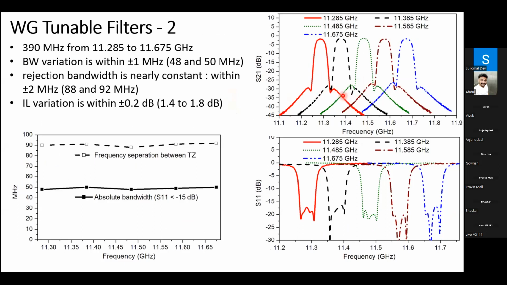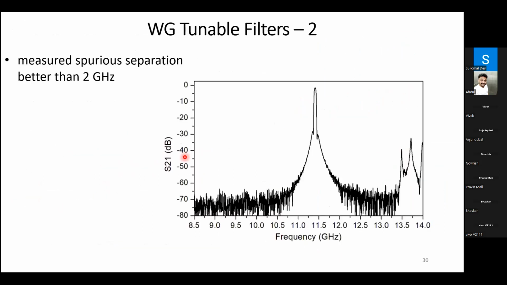And the spacing between the transmission zeros is also maintained constant, and the transmission zeros are not prominent. That is also because of the increased insertion loss effect. However, the concept has been proved. The absolute bandwidth criterion is consistent over the tuning range, and the frequency separation between the transmission zeros is also consistent over the tuning range. The spurious is pretty good. Generally, the requirement is around 500 megahertz. It is well beyond that, from 11.5 gigahertz to 13 gigahertz.